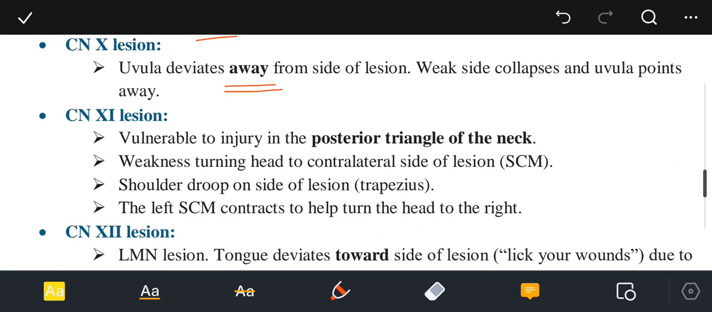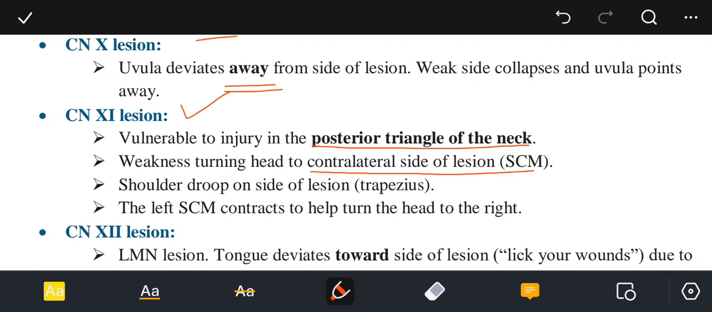The cranial nerve 11 lesion: it is vulnerable to injury in the posterior triangle of the neck. Suppose there is some dissection of the posterior triangle of the neck, which we are doing because of some lymph node dissection or something like that. If we are accessing the posterior triangle of the neck, we can damage cranial nerve 11. There is weakness in turning the head to the contralateral side of the lesion, right?